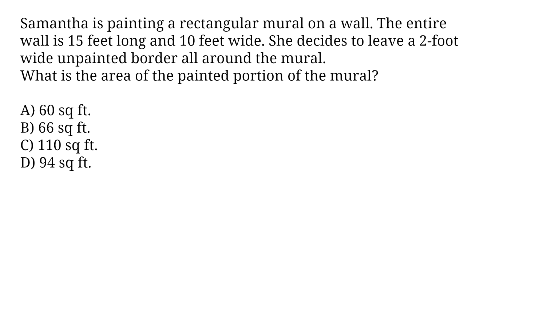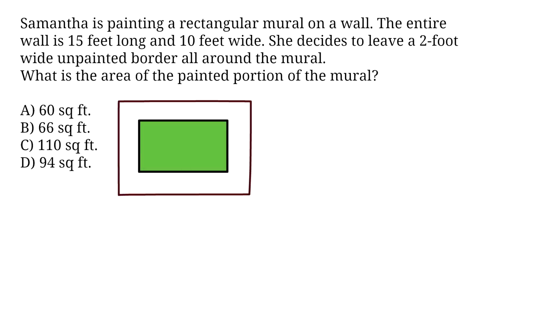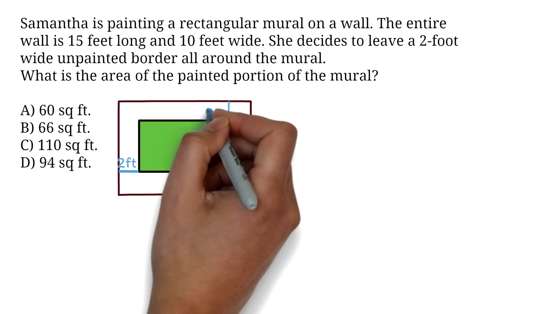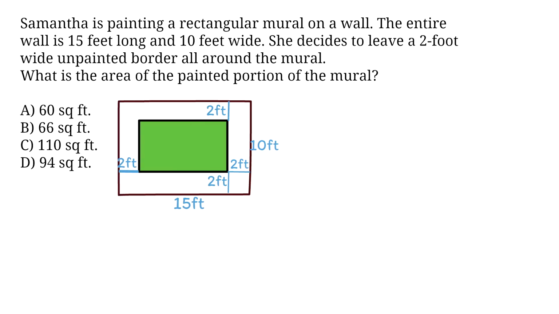For questions like this, it's a good practice to get a diagram so you can picture what is going on. Here is our wall. This is the painted portion of the mural. That's the area we are finding. We have been given the dimensions of the wall as 15 feet long and 10 feet wide. We are told she left 2 feet around the mural. Area of a rectangle is its length times width. This formula will be given to you on the GED.